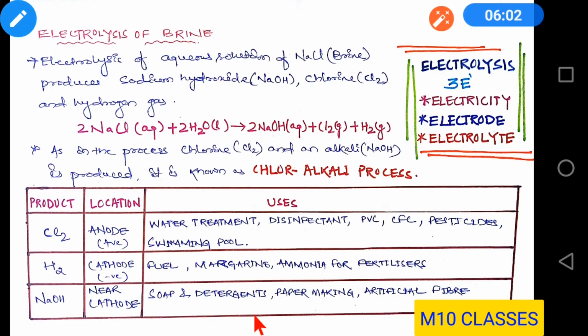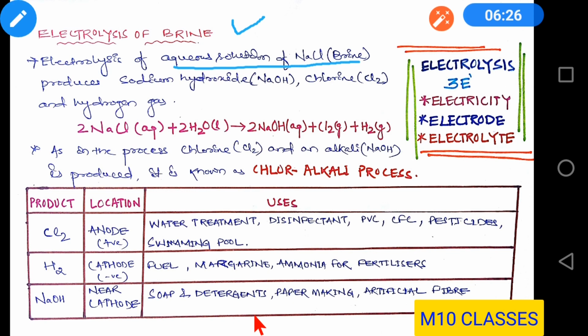Now let us start with electrolysis of brine. Now, what is electrolysis? Electro means by application of electricity. Lysis means to break down. So, electrolysis means breaking down of a substance by the use of electricity. And what is brine? Brine is the aqueous solution of sodium chloride.